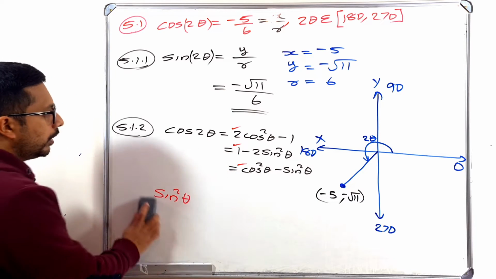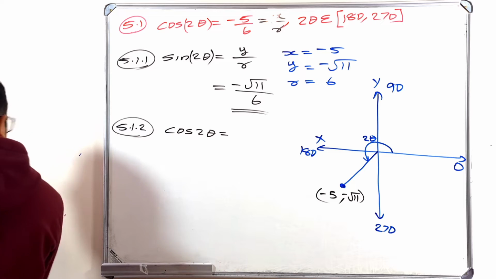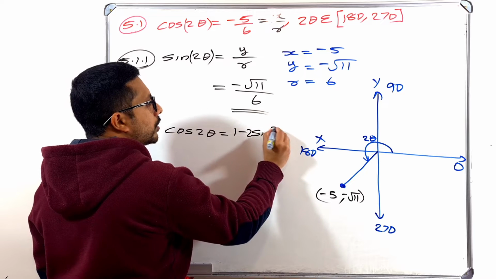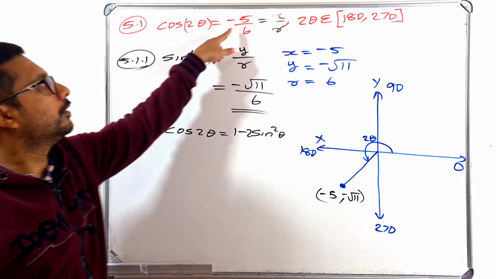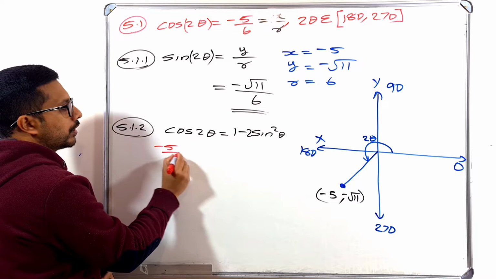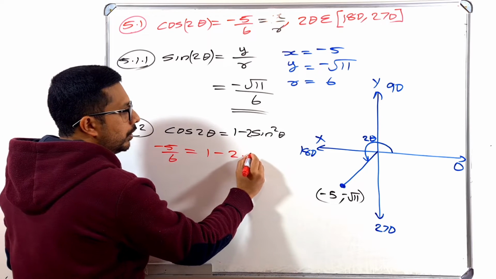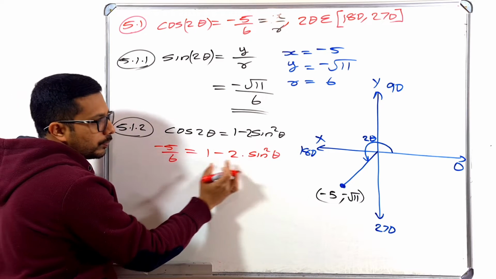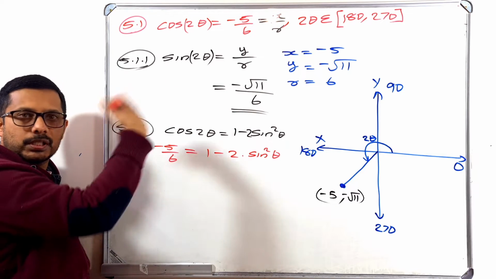So now look at the board. I'm going to write that formula, 1 minus 2 sin square theta, here. So cos 2 theta is 1 minus 2 sine square theta. What is cos 2 theta? That is given: minus 5 over 6. So we can substitute the values. Minus 5 over 6 is equal to 1 minus 2 into sine square theta. So let's take this minus 2 sine square theta to the left side and take this minus 5 over 6 to the other side.